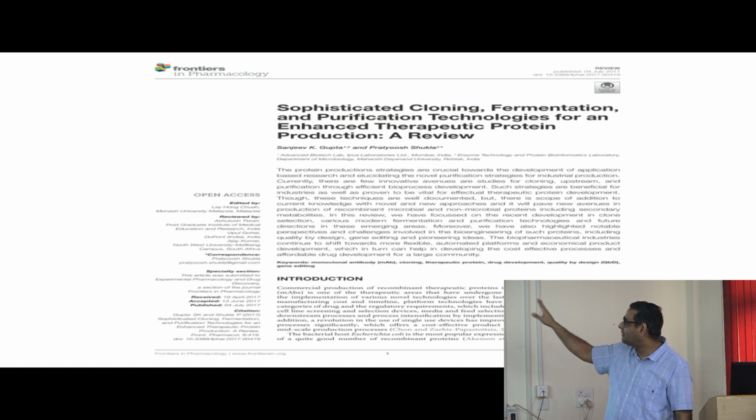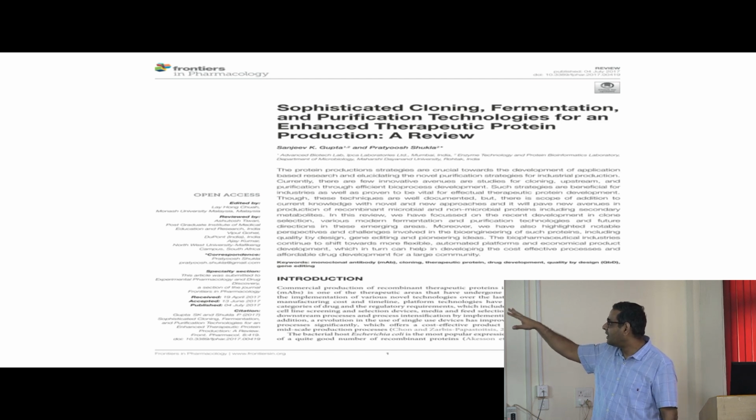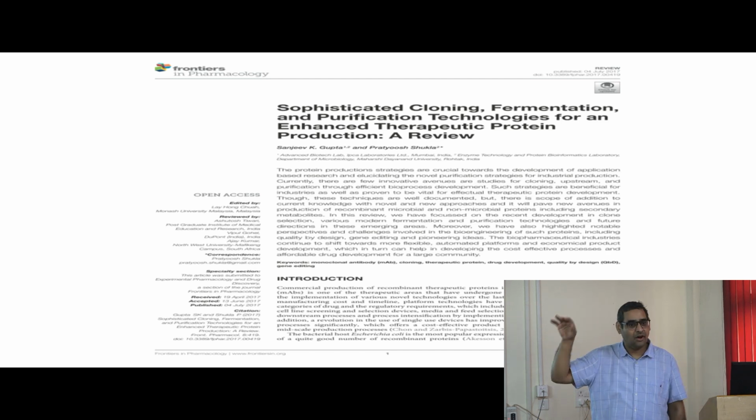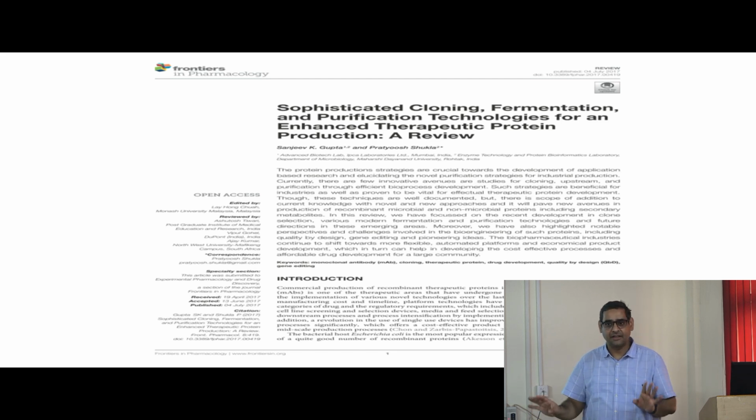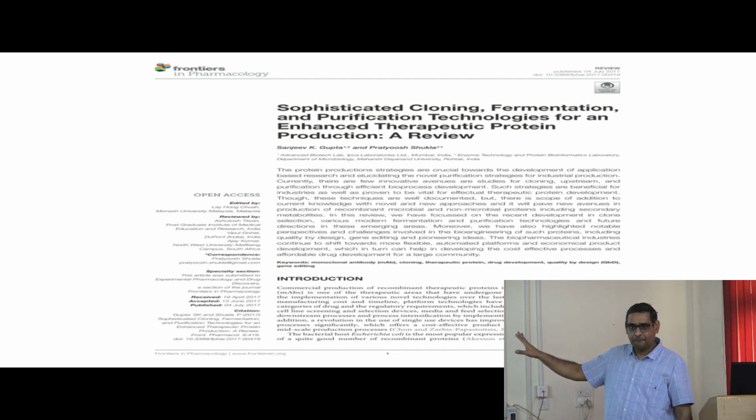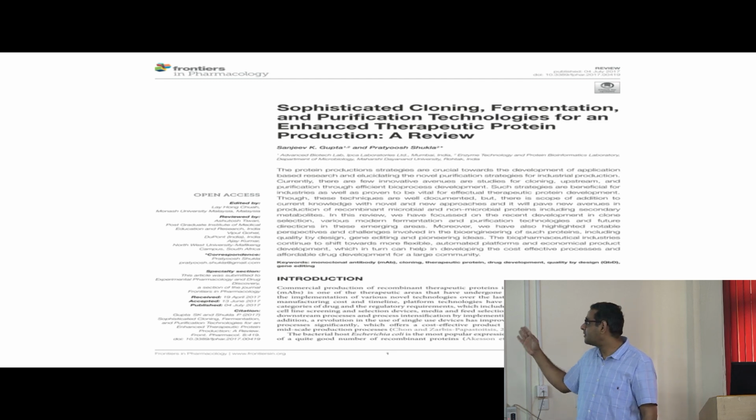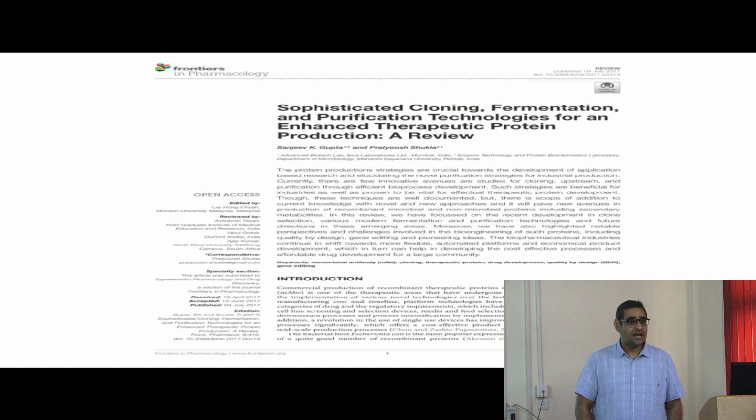Sophisticated cloning, fermentation, purification for enhanced therapeutic protein production. Also available online. You Google it, you will get it. It is free. Okay, this and PLOS ONE, both are free. And this is Frontiers in Pharmacology. And this paper will also give you the purification technology, which is very important.